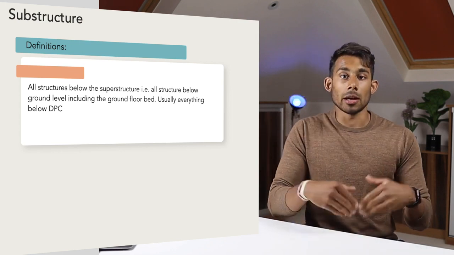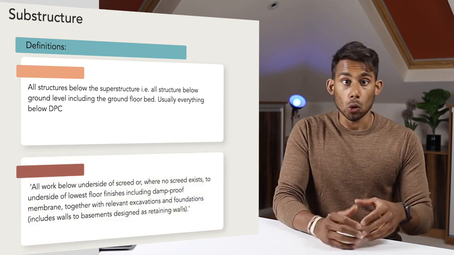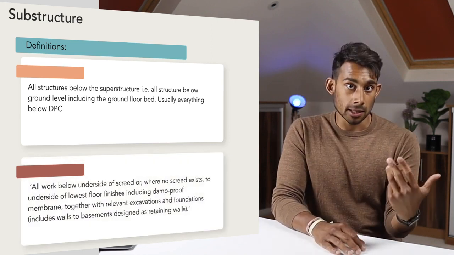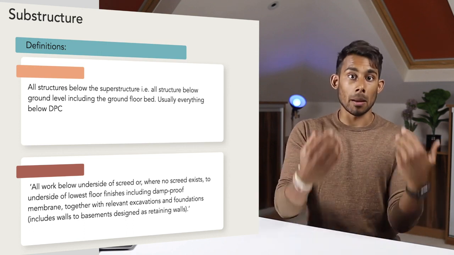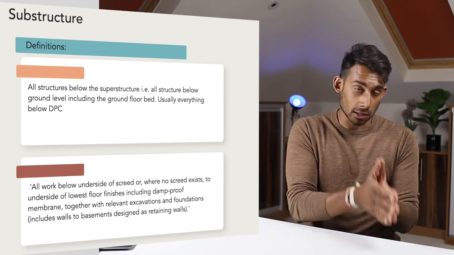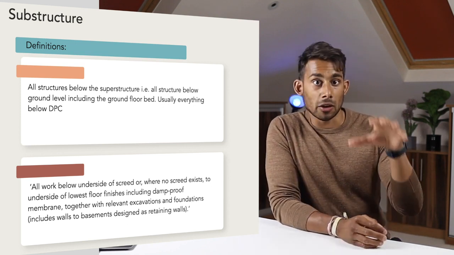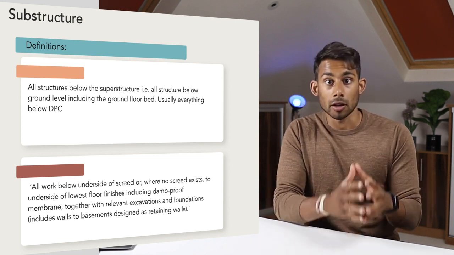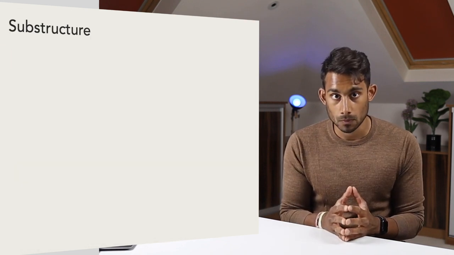The Building Cost Information Service, BCIS, defines the term substructure as all work below the underside of screed or where no screed exists to underside of the lowest floor finishes, including damp-proof membrane, together with relevant excavations and foundations. It is suggested that the function of the substructure is to transfer the load of the building to the ground and to isolate it horizontally from the ground.